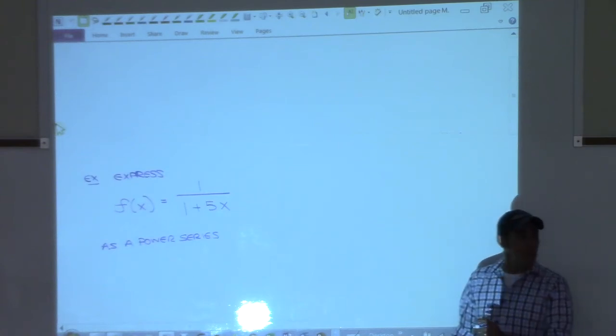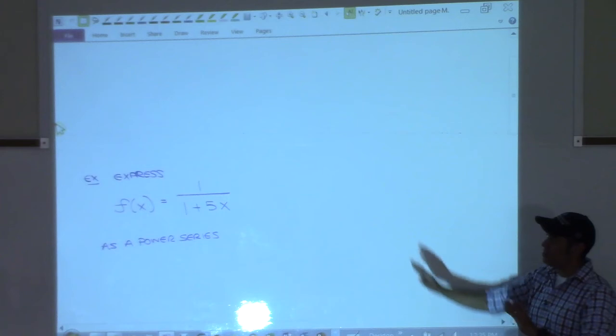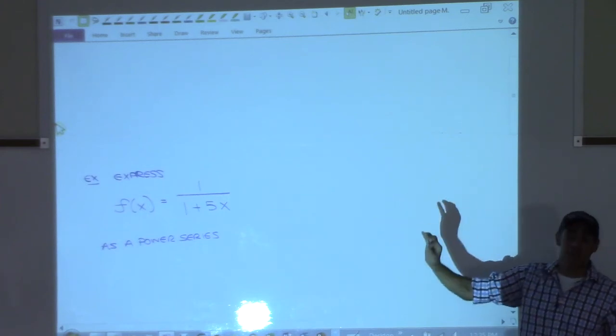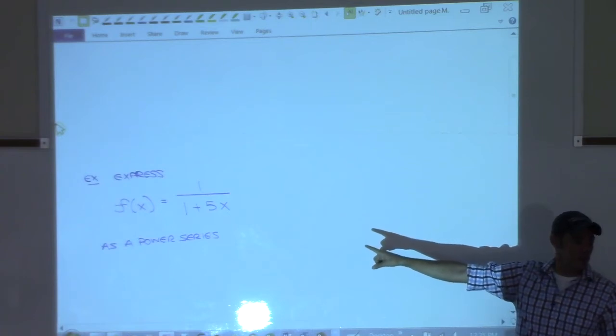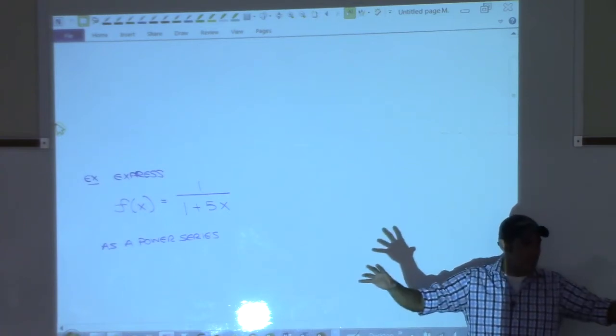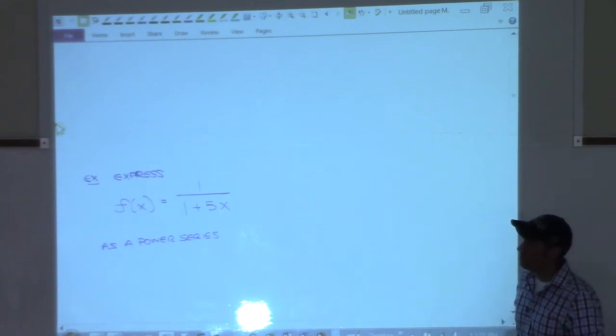Well, pardon, what? You can do the ratio. No, this is not a series. This is just a function. I want to create the series that gives you that function. That is the same as that function, like the cosine, right? And we have the series that went with it. I'm trying to start with this and come up with the power series.